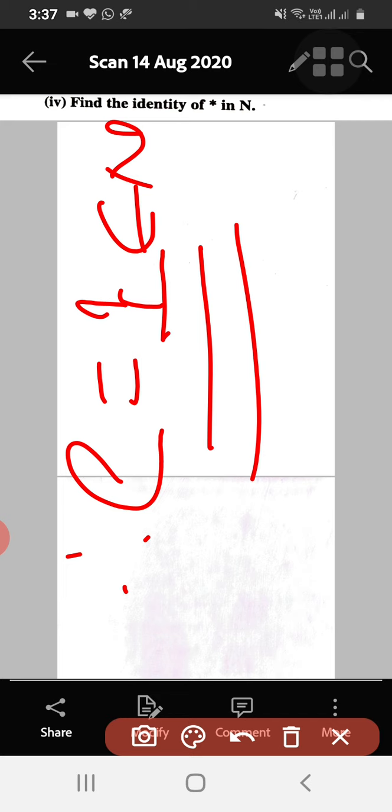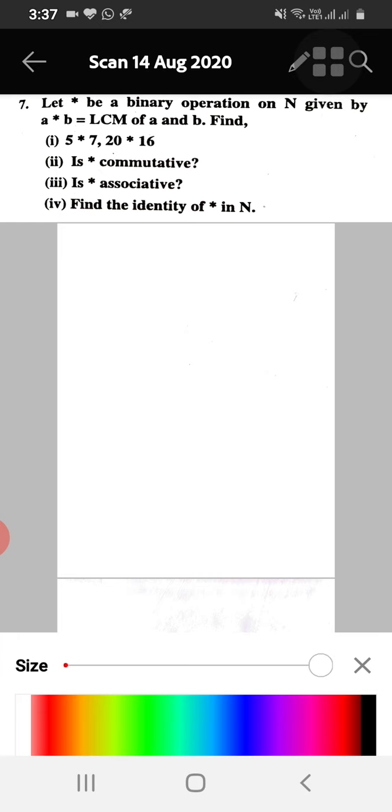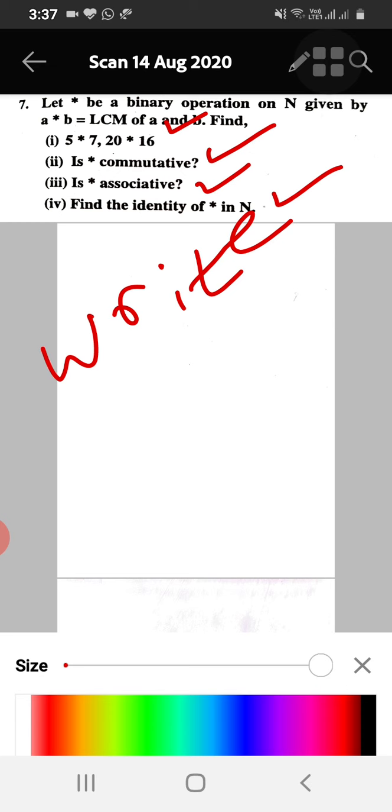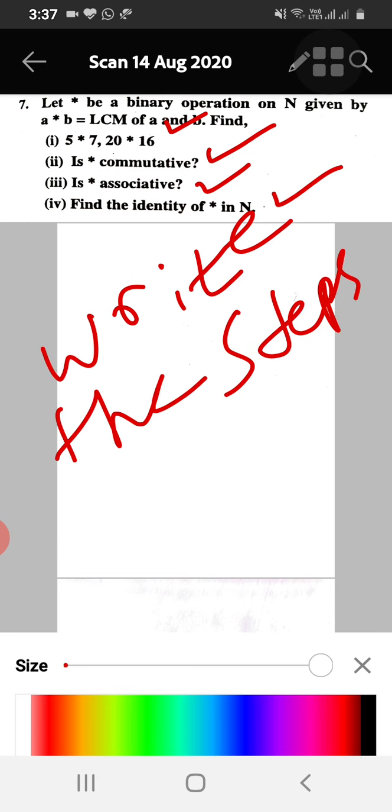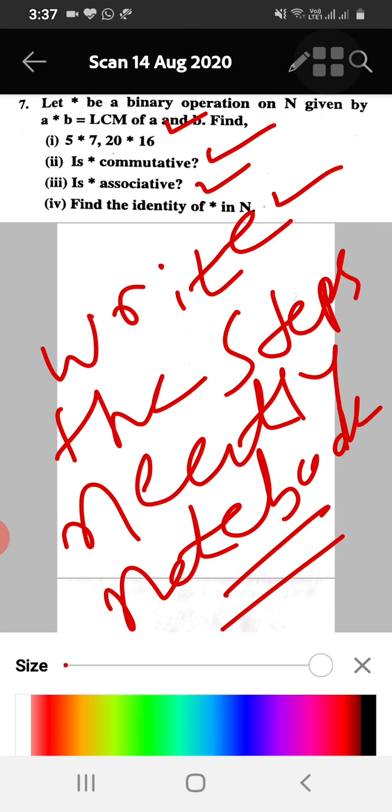Very, very important. I have worked out this one in this video: 5 star 7, 20 star 16, LCM. We have worked out whether it is commutative or associative. Then we found the identity element. So you have to write the steps neatly in your notebook. I hope you will follow what I am saying. Let us do some more problems in the next video.